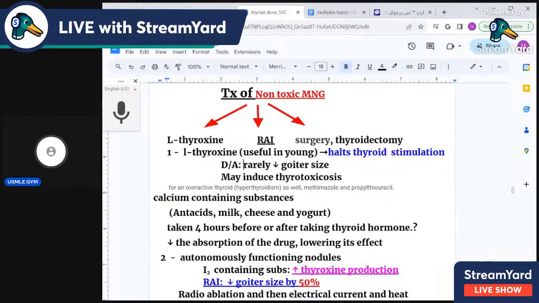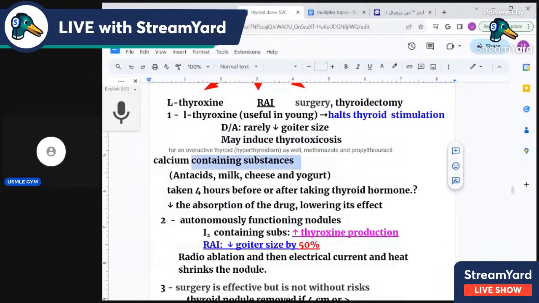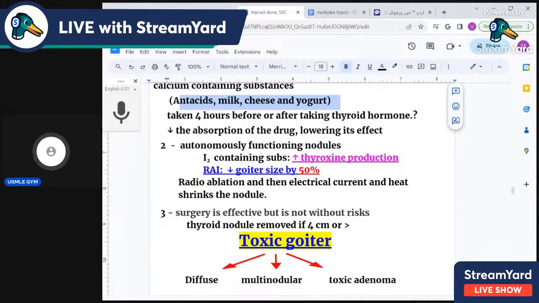And the second disadvantage is that it may induce thyrotoxicosis, right? Calcium-containing substances should not be used about 4 hours before or after taking thyroxine. Examples of calcium-containing substances are antacids, milk, cheese, and yogurt. Now, if the multinodular goiter has autoimmunity as a cause, then iodine-containing substances increase thyroxine production. Radioactive iodine, as I already explained, decreases the goiter size by 50%.